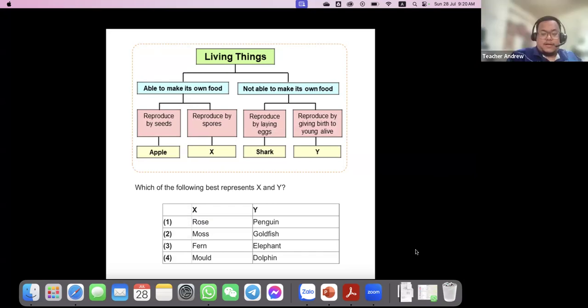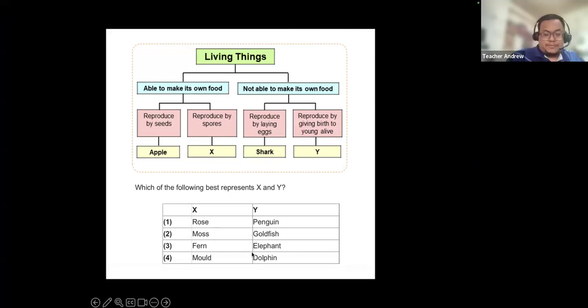Yes, you're right. Why is it dolphin? Because dolphin reproduces by giving birth alive. Then we have the spores. Fungi reproduce by spores. Therefore, this question is number 4. Thank you very much, Tom.